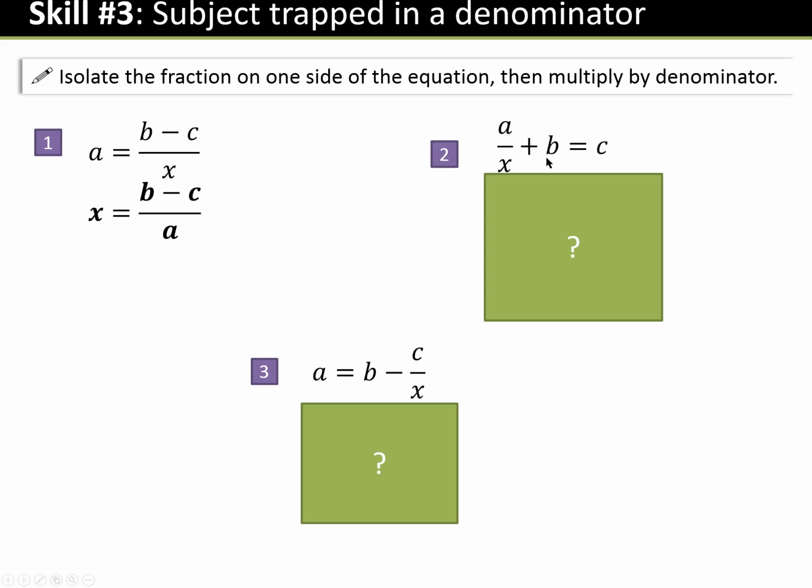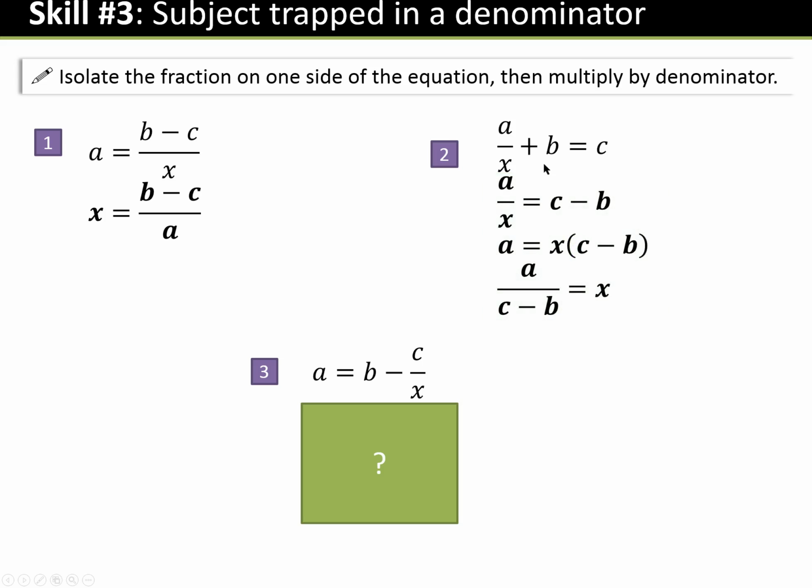Alright, over here, we are not going to multiply both sides by x, because if we do, we'd have to multiply the b by x as well, because we are multiplying both sides. So first, we're going to subtract b, take it over there. Then we multiply both sides by x. So subtract b, multiply both sides by x, and then divide that term, c minus p, to over here. It becomes x by itself.